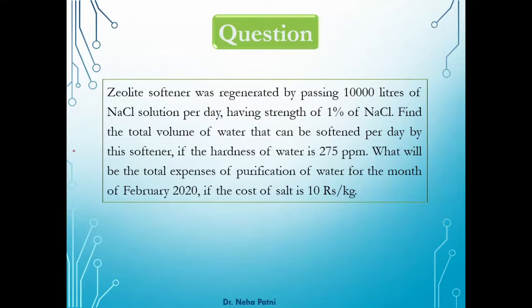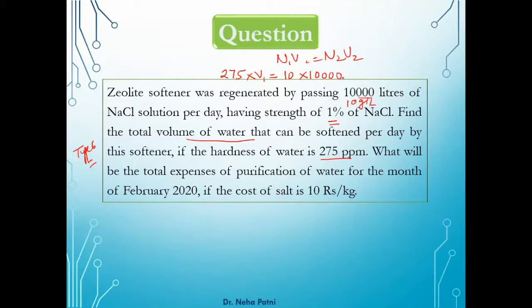Now coming to the type 6 numerical. Herein we can increase the difficulty level by one step more. Let us first calculate what we know up till now. So let's say I have to calculate the total volume of water. Hardness is 275, so let me write 275 into V1. Then N2 is 1% of NaCl. I hope you remember 1 gram in 100 ml, so 10 gram per liter. So 10 multiplied by liters, which is written here, 10,000.